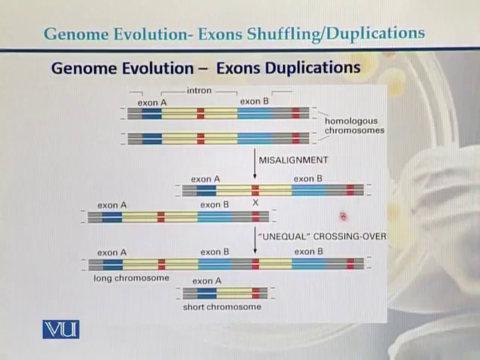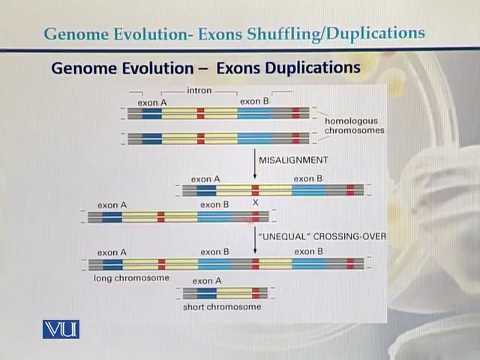In this diagram, we can see homologous chromosomes, and exon 1 is here, exon A is here, and exon B is here. Both exons are separated by an intron. Due to misalignment between these two homologous chromosomes, exon A should be opposite to each other, but actually exon A is in alignment with exon B.